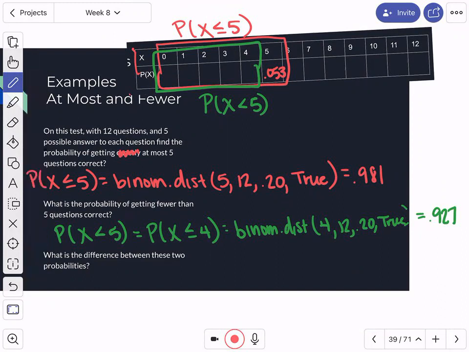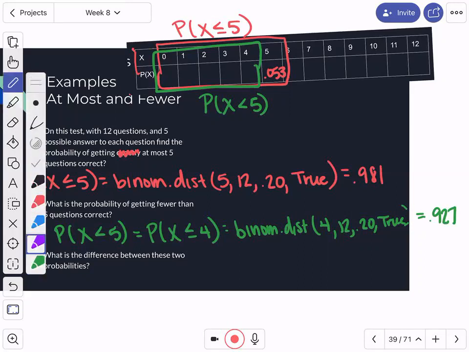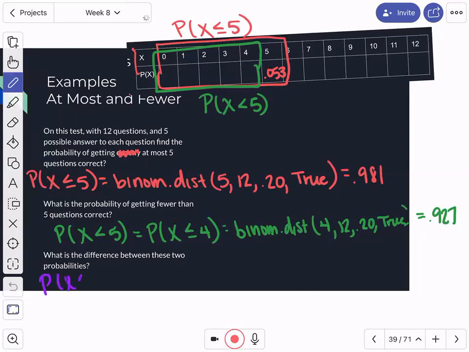And again, what is the difference between these two probabilities? The first one includes 5, the second one doesn't. So there's a difference between at most and fewer. Do we all see that? Do we all understand there's a difference between at most and fewer? At most means you're going to include, fewer means that you do not include.